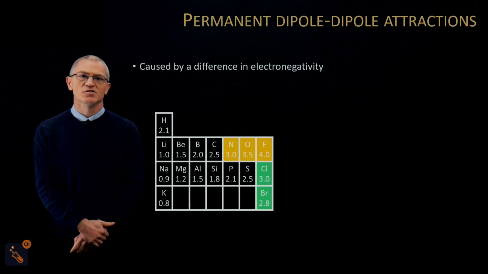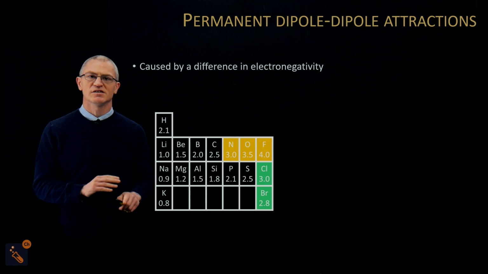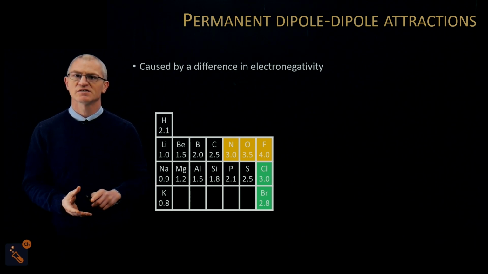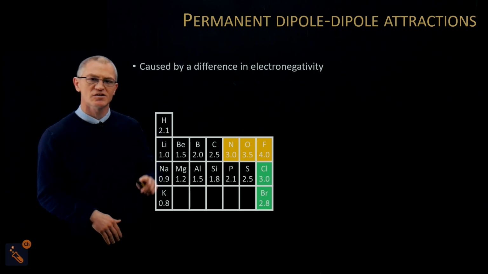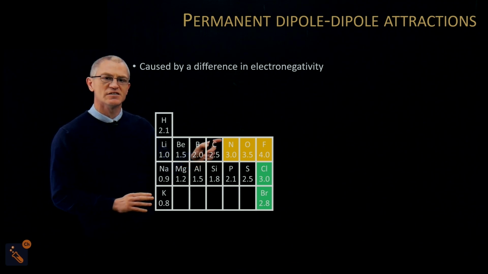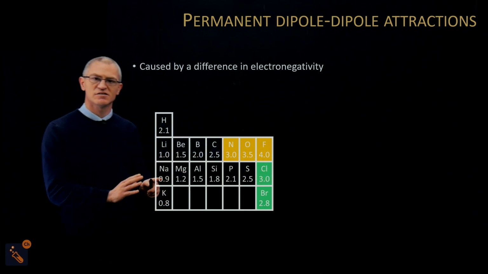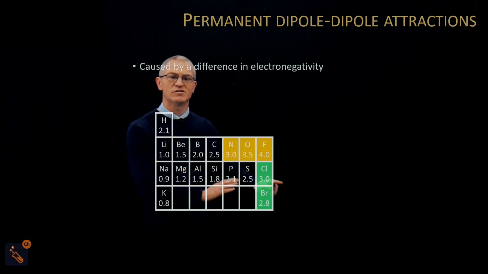So, first of all, the permanent dipole-dipole attraction is caused by a difference in electronegativity in the actual molecule. And so we need to identify the dipole in the molecule first. Now, if you look here, these are Pauling values, electronegativity values. And you can see that these are vastly different to this side. You can see this side is metals mainly, apart from hydrogen, and then these are non-metals, okay?